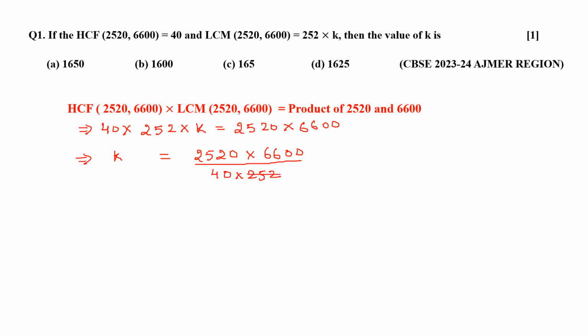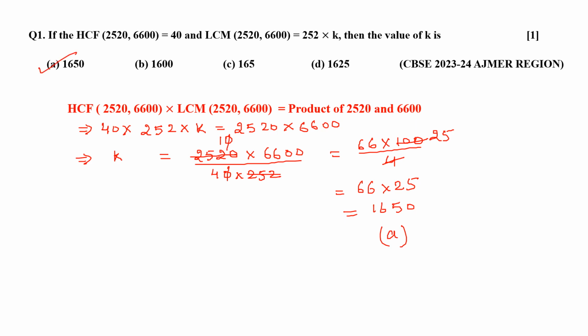Now 252 I can simplify here, 2520 divided by 252 is 10, and the 0 will also get cancelled. So now I am left with 6600. Now 6600 I am writing as 66 into 100 divided by 4. And we know that 4 times 25 is 100. So next, I am left with 66 into 25. And if I multiply 66 and 25, I will get 1650. So the correct option is option A.